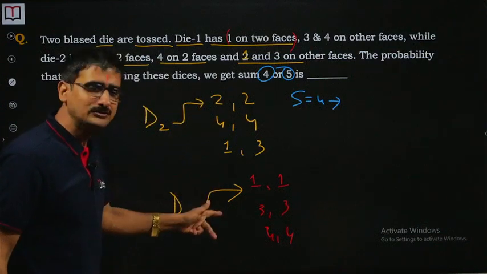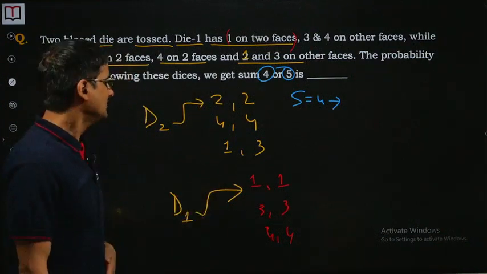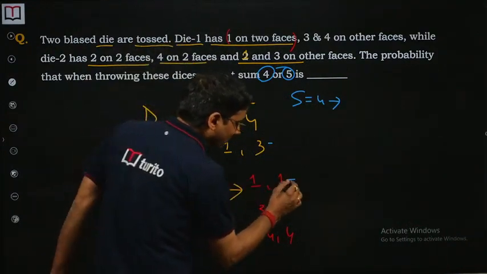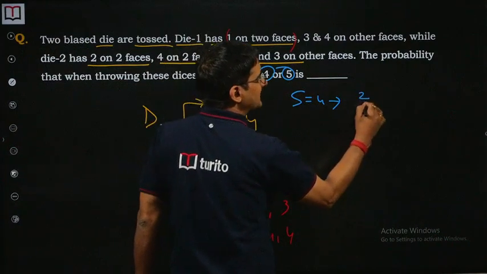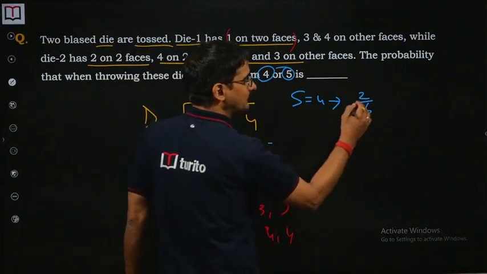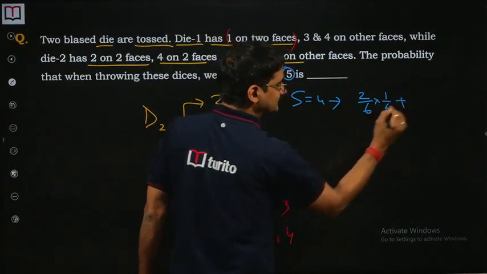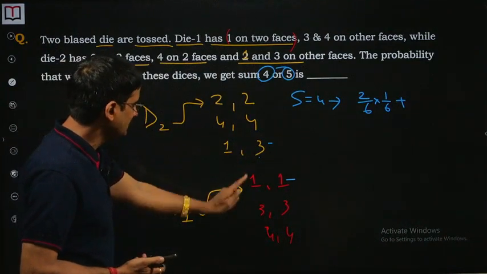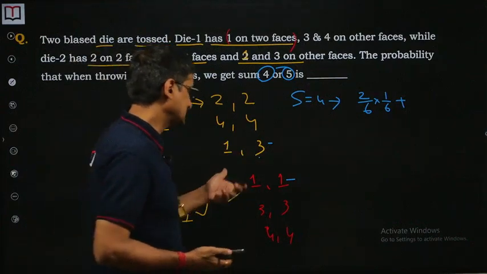You can't get 2 and 2 because there's no 2 here. So you get 1 from here, 3 from here. What's the probability of getting 1 from here? It's 2 by 6, because on 2 faces you have 1. What's the probability of getting 3 from here? It's 1 by 6. Or you get 3 from here and 1 from here, so it's the same thing.